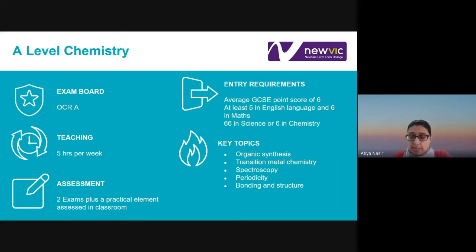The key topics that we cover in A-level chemistry include organic synthesis, transition metal chemistry, spectroscopy, which is an analytical technique, mass spectroscopy, NMR, something that's probably quite new to you, periodicity, and structure and bonding. Some of these might sound familiar and some might sound a bit alien at the moment.